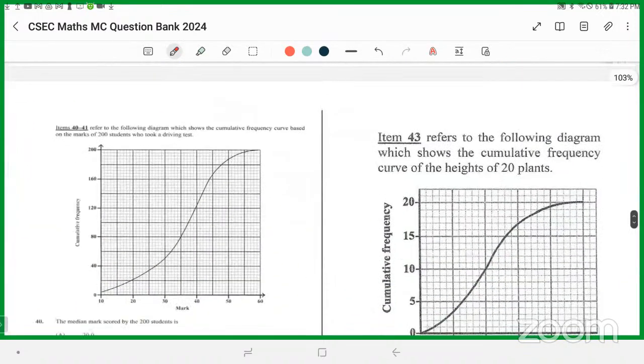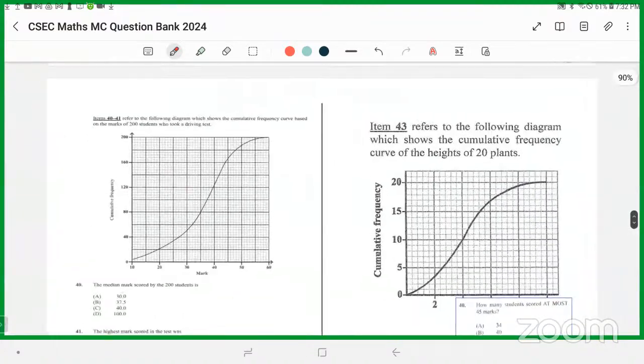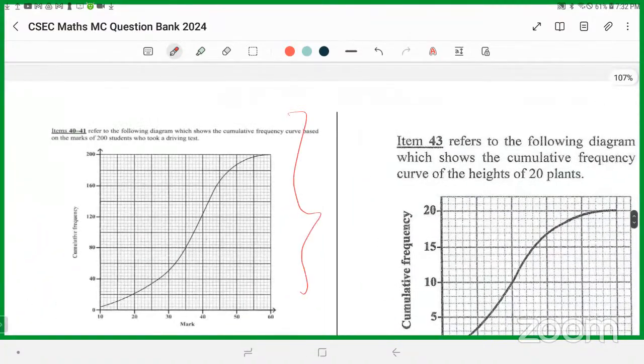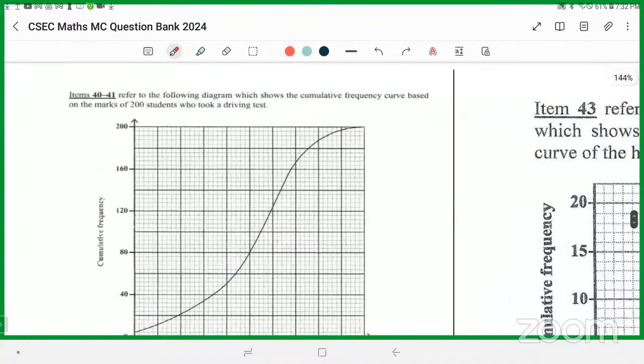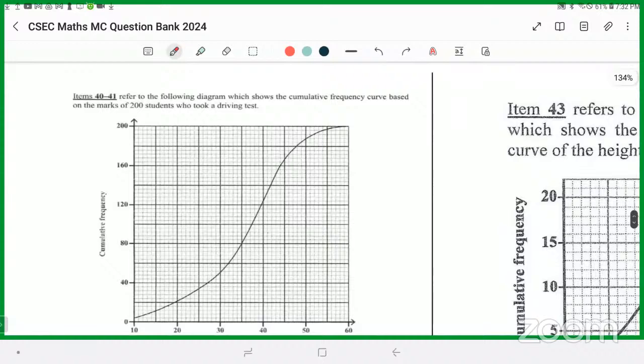Then we'll come to cumulative frequency curve questions now. And this is a popular one. They set it almost every year, the same graph in recent times. Since I set it the first time, about 2021 or so, they set it every year, but they keep asking different things on it. The same graph right here. It says questions 40 and 41 refer to the following diagram, which shows the cumulative frequency curve based on the marks of 200 students who took a driving test.